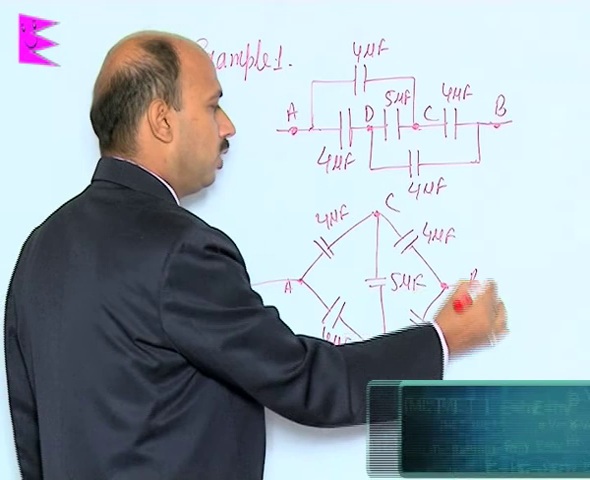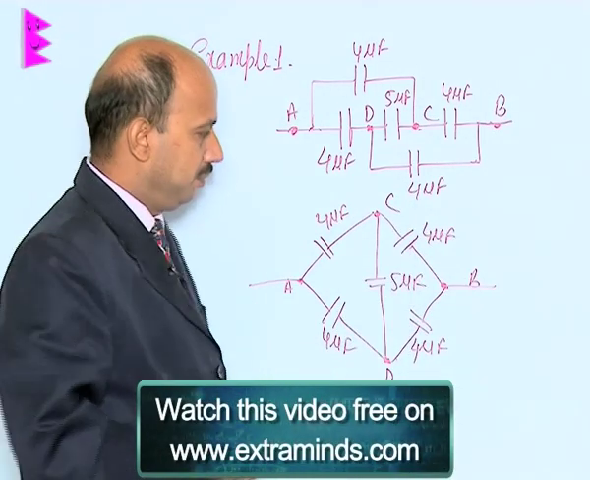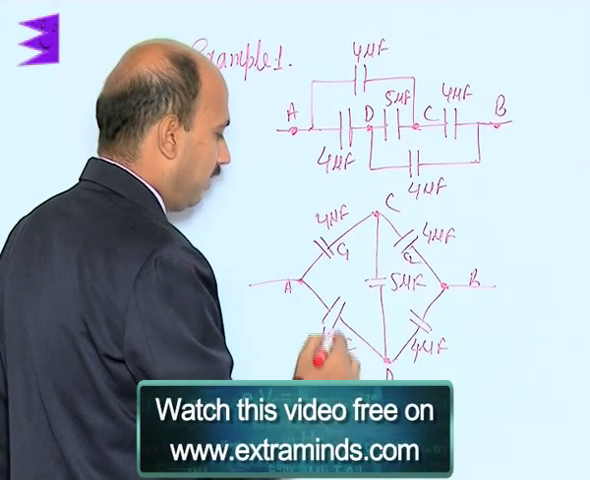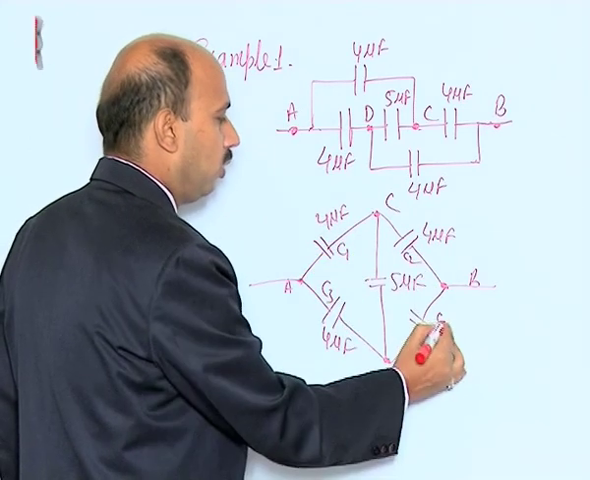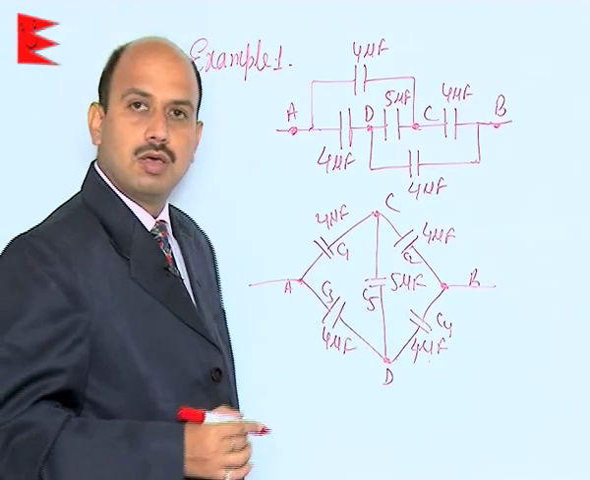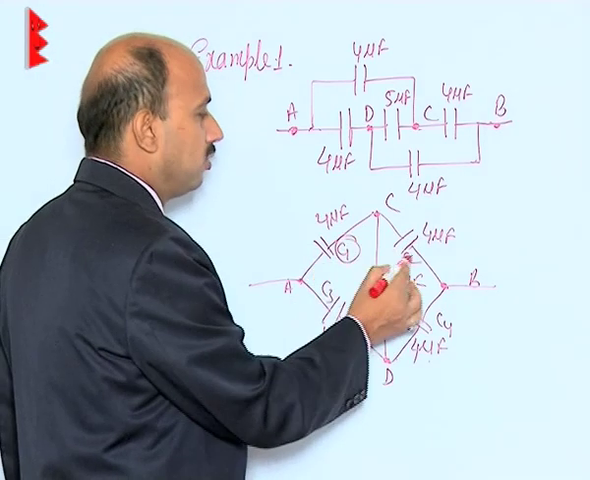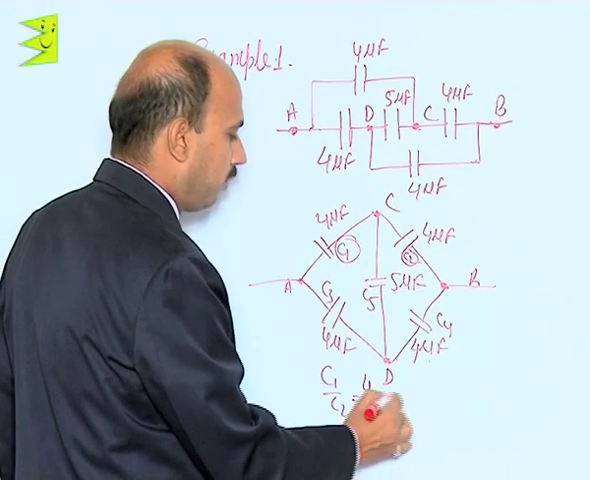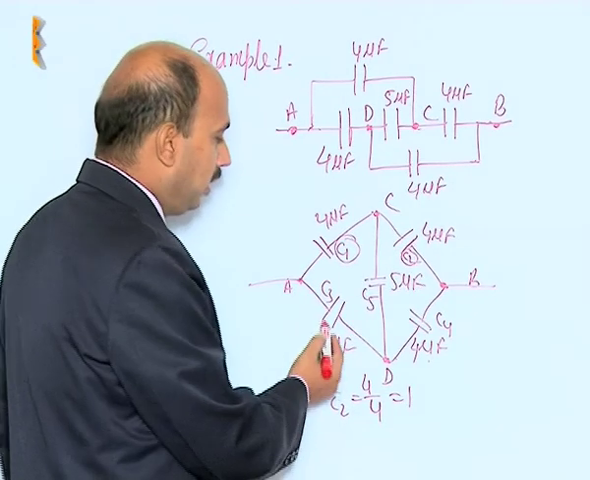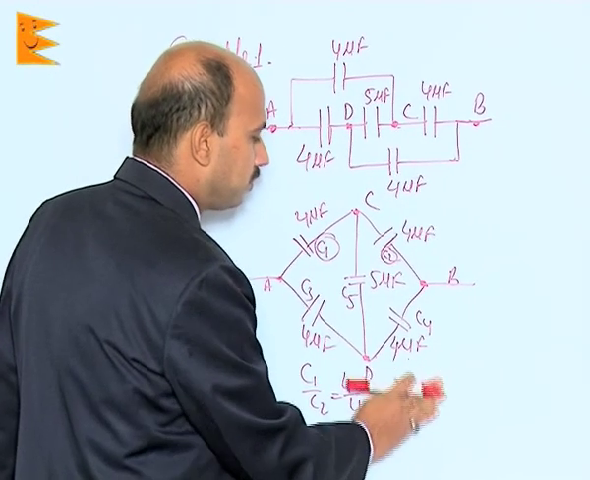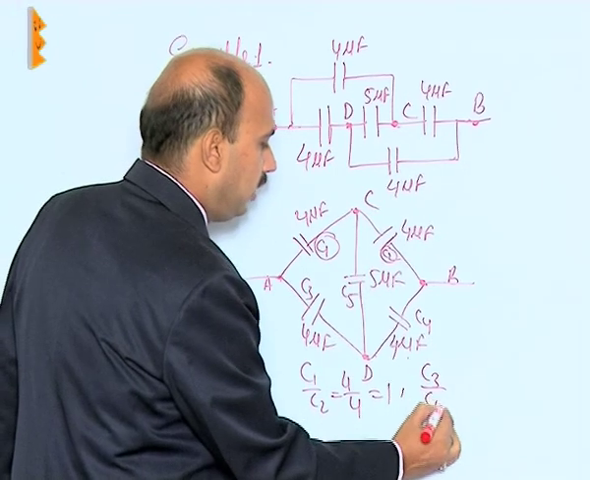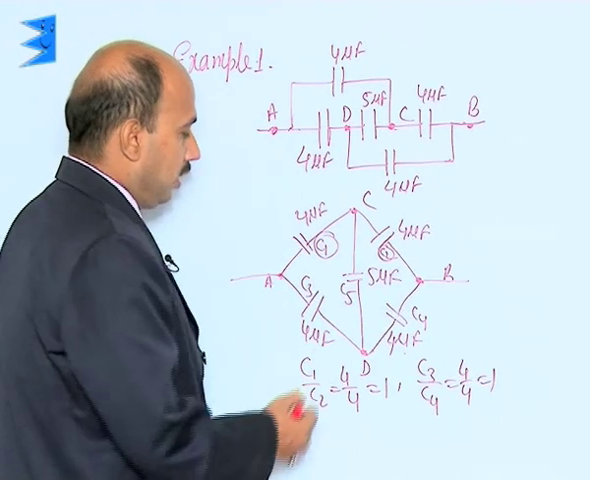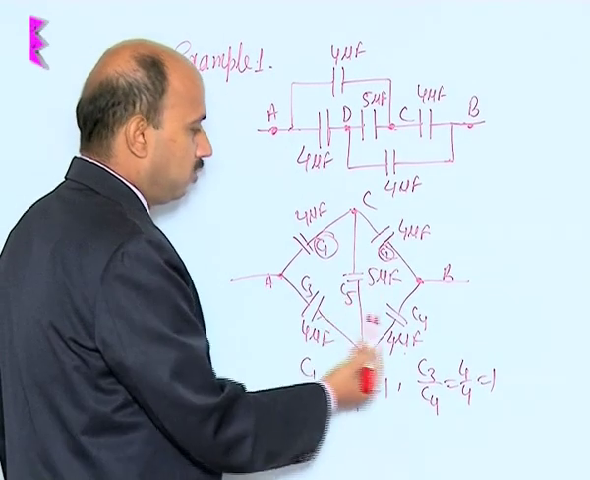Now we have to calculate total capacitance between A and B. But see here, suppose this is C1 and C2, and this is C3 and C4 and this is C5. If you take C1 upon C2, so C1 upon C2 is equal to 4 upon 4 is equal to 1. Similarly, we take C3 upon C4. C3 upon C4 is equal to also 4 by 4 is equal to 1. So C1 upon C2 is equal to C3 upon C4.